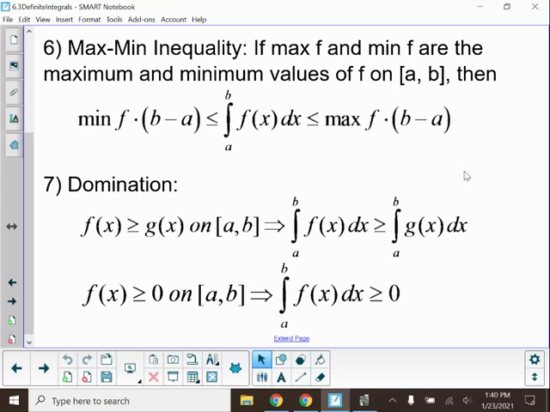Then we have the domination rule. If f of x is greater than g of x on a to b, that means f of x is greater than g of x at every possible point. The integral of f has to be greater than the integral of g over the same interval. And on the same thread of thinking, if your function is greater than 0 on the entire interval, then the integral has to be greater than 0.